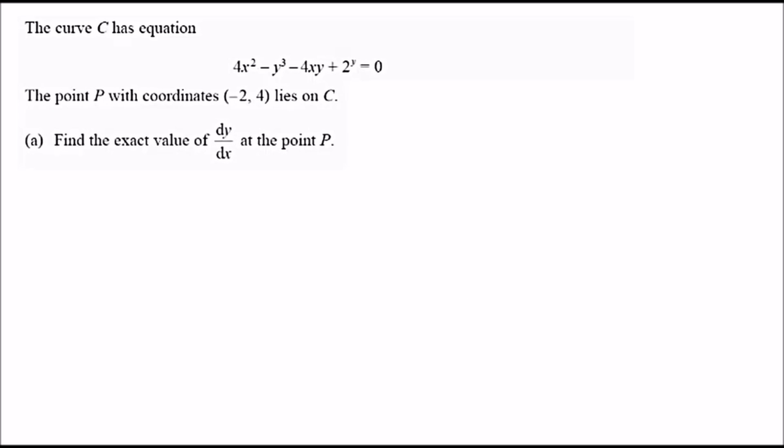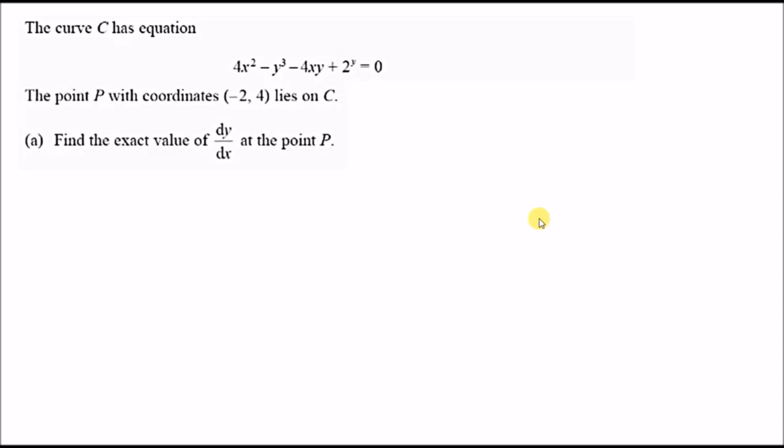So here we're given a curve C with the following equation, which is 4x squared minus y cubed minus 4xy plus 2 to the power y, and this is all set to 0. It is also known that the point P has coordinates minus 2 and 4, and this lies on this curve. Now, part A wants us to find the exact value once we differentiate this with respect to x at the point P. In other words, differentiate and plug the P values into here.